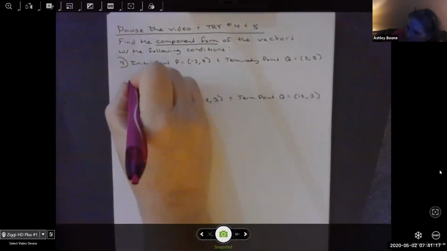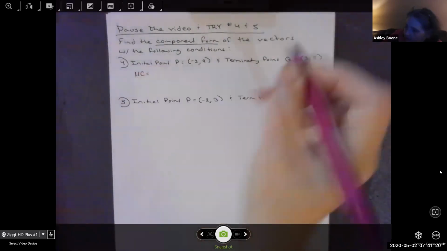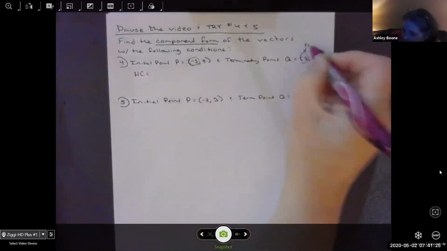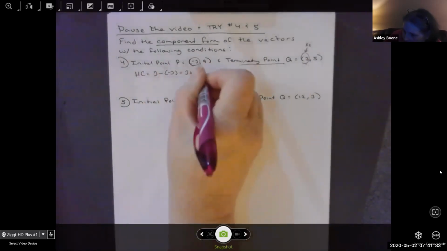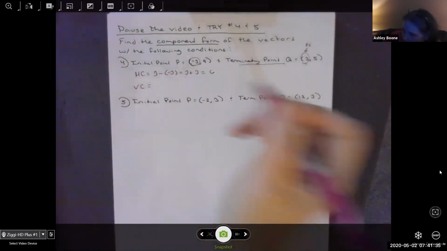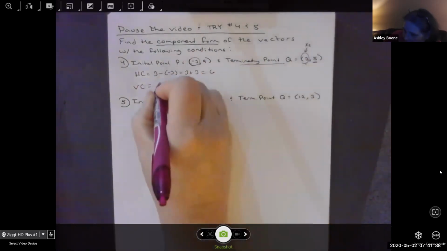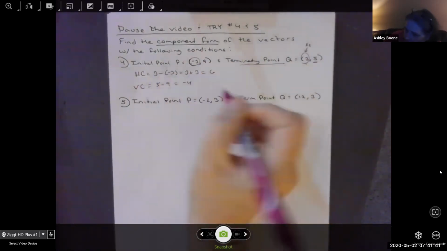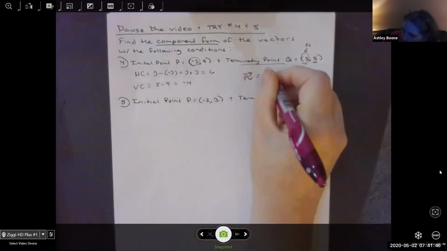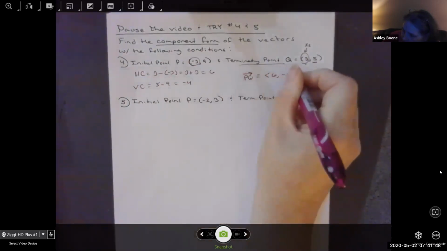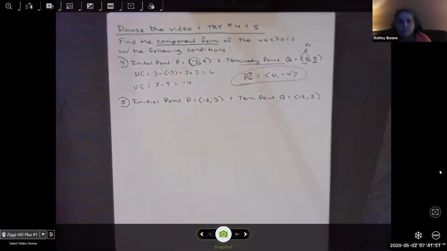Okay? All right. Horizontal component, difference in your x's. This is your terminating x, or your head. So that's going to be a 3 minus the -3, which is 3 plus 3, or 6. Your vertical component is the 5 minus 9. 5 minus 9 is -4. So this vector PQ has the component form of 6, -4. If we start at the initial point, we need to go to the right and then down.